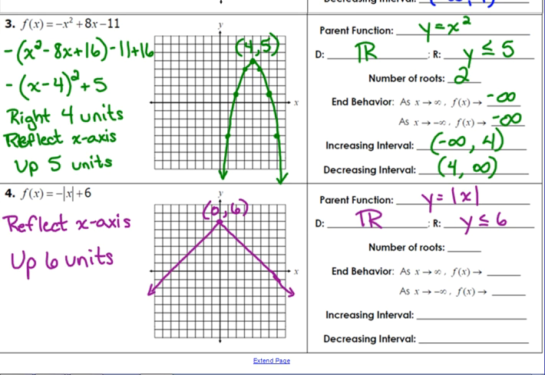Y is less than or equal to 6, because we have a maximum value there at 6. Still have 2 roots for this one, but it's not a guarantee. Could have 1 or none. In end behavior, both these ends go down to negative infinity. This one's similar to the previous one. We start by increasing, so negative infinity until we get to what number? 0. And then 0 to positive infinity.